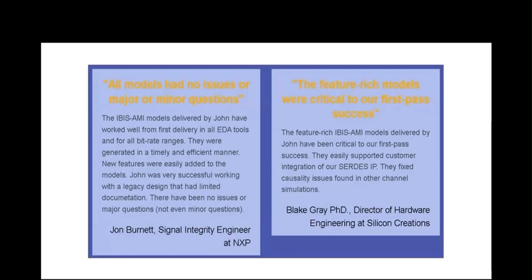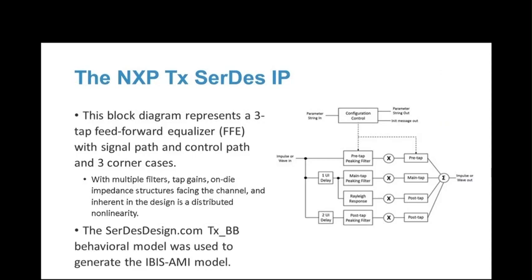So here, the NXP transmit SerDes IP has this block diagram. It represents a 3-tap feed-forward equalizer, and the circuit includes a signal path, a control path with multiple filters, tap gains, on-die impedance structures facing the channel, and inherent in the design is a distributed nonlinearity. The circuit has 3 corner cases. The SerDesDesign.com transmit black box behavioral model was used to generate the IBIS-AMI model.